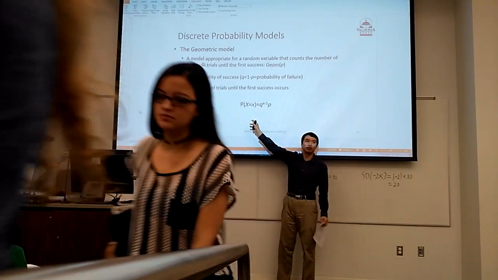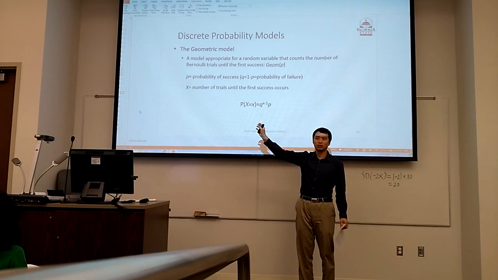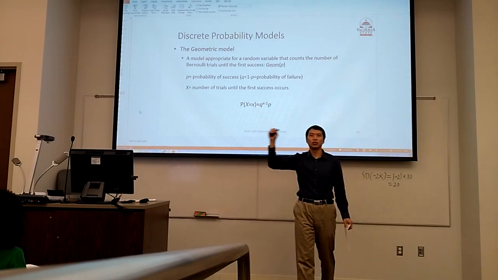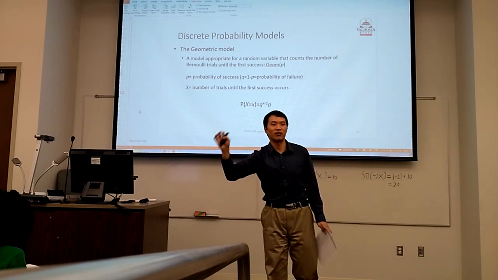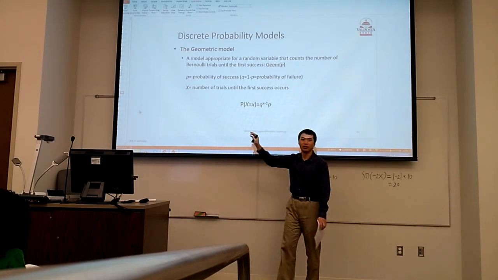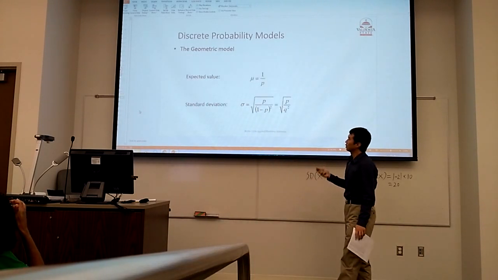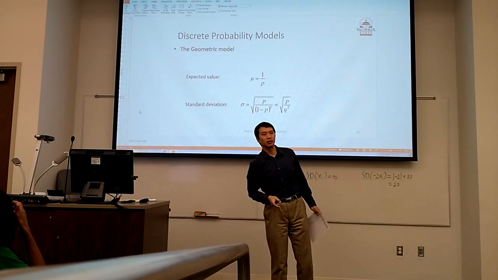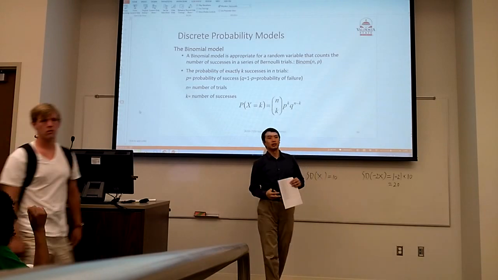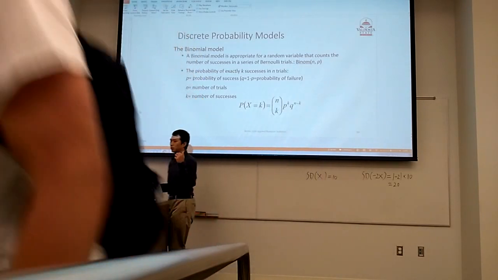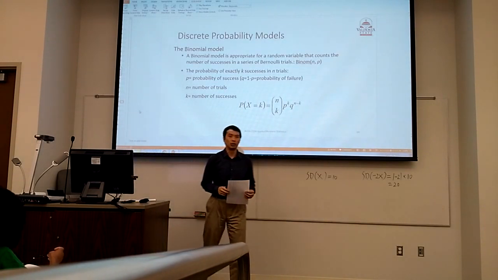So that's the first model based on the Bernoulli trial, and we have its probability function. When we talk about a discrete random variable, it is the probability mass function, the PMF. This is the PMF, and some properties. Then the second model based on the Bernoulli trial is the binomial model.